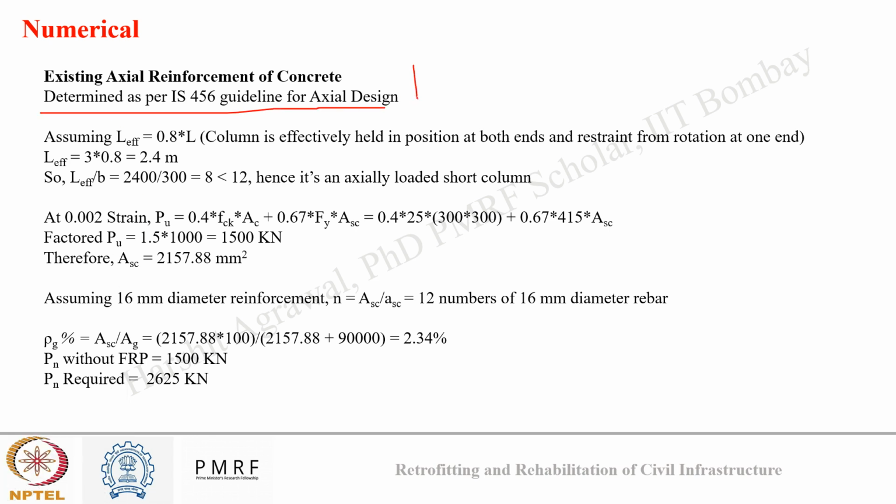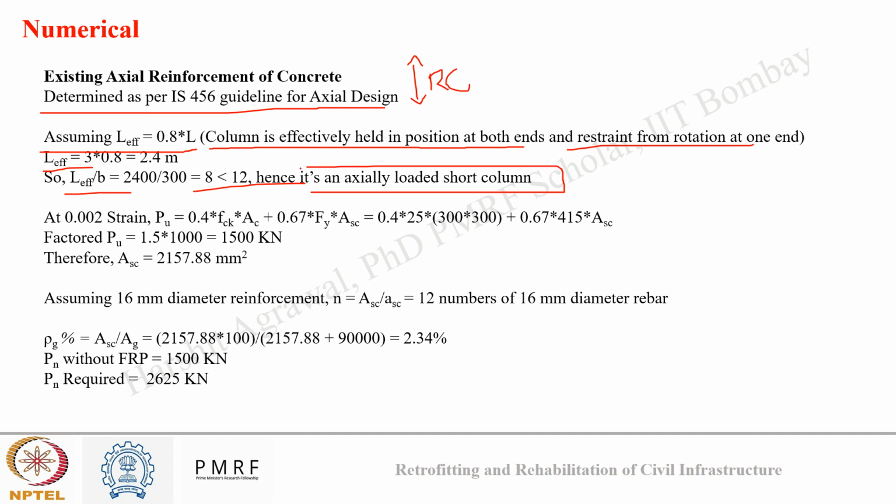Just for those who don't know how to do axial design for RC column, I have just mentioned it here. I'm assuming the effective length is 0.8 times L, which is the case when the column is held in position at both ends and restrained from rotation. So L effective over b is 8, which is less than 12. Hence it is an axially loaded short column.